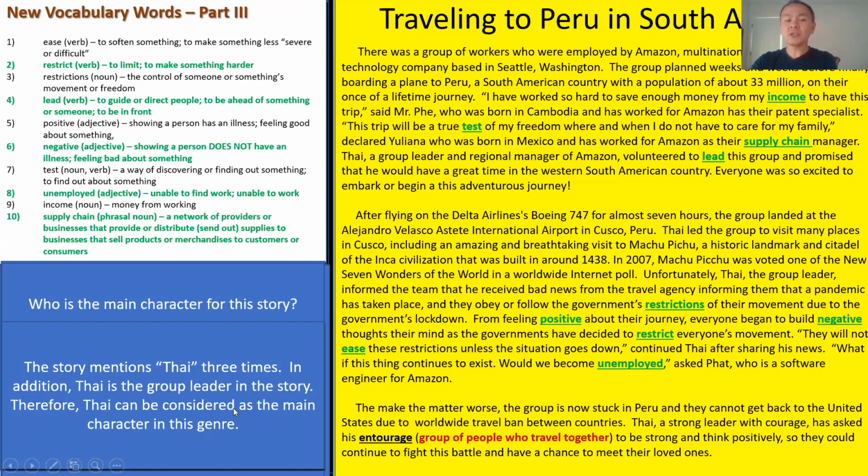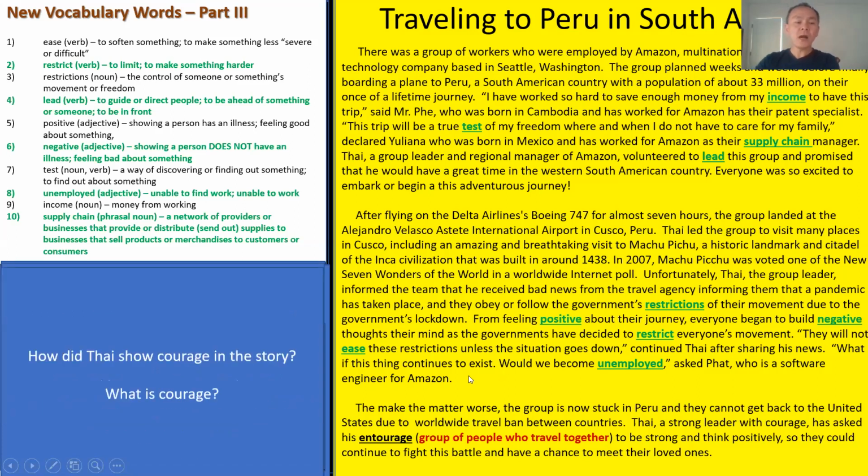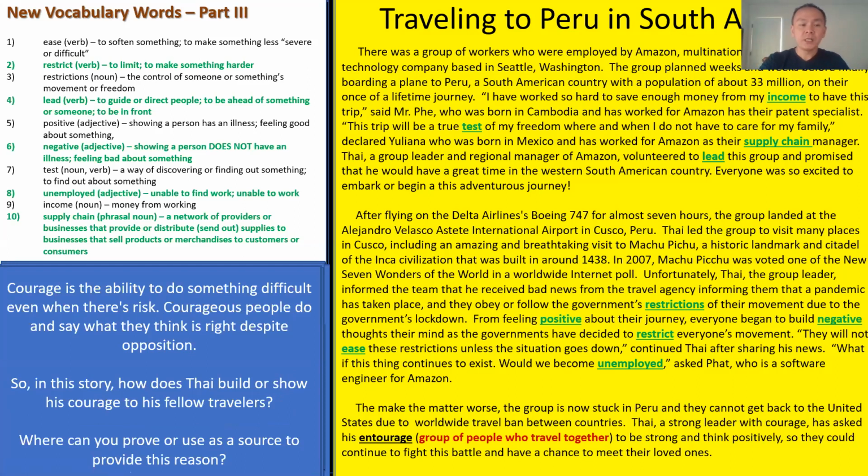Therefore, Thai can be considered as the main story in this genre. Okay, so how did Thai show courage in this story? So, what is courage? Okay, courage is when you have the ability to do something great.